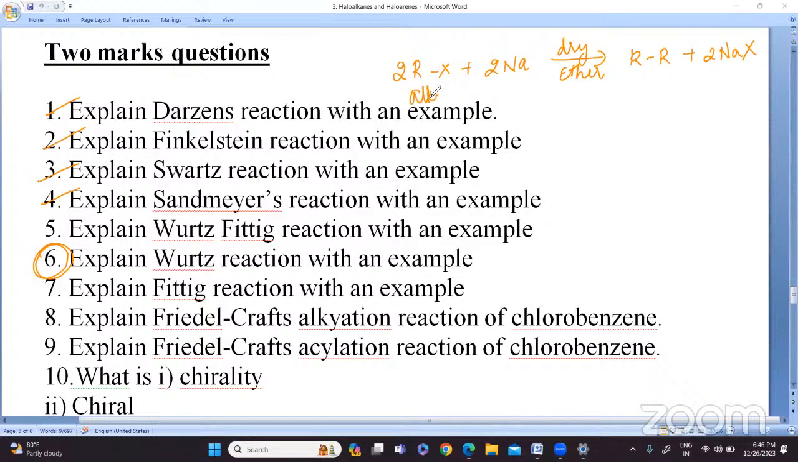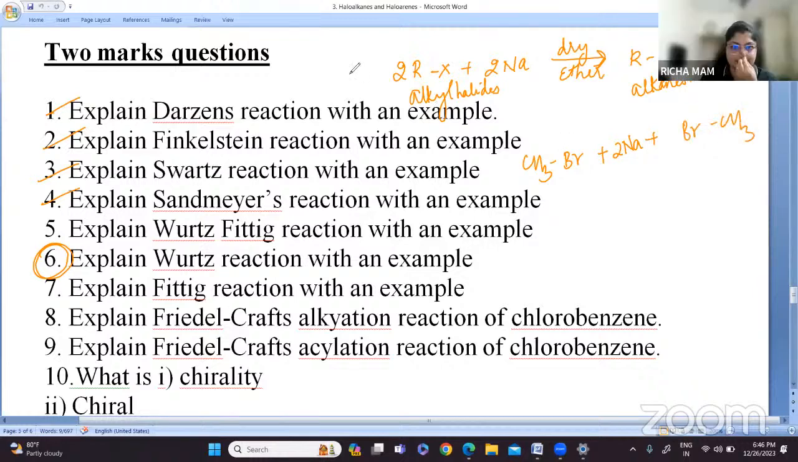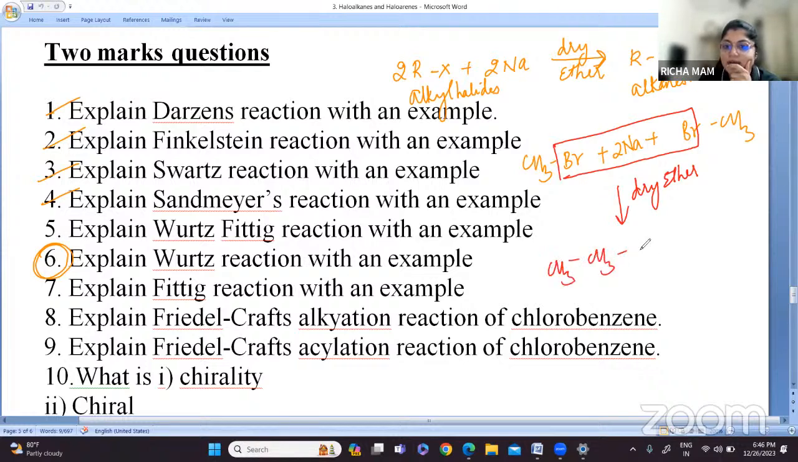2RX, this is alkyl halide. So alkyl halide is reacting with sodium metal in the presence of dry ether, giving you higher alkanes. I can give you an example: I'll take methyl bromide plus 2Na plus CH3Br. So what will happen here? If I take it like this, what will be my product, students? The sodium bromide is eliminated, in the presence of dry ether, giving you CH3-CH3 plus 2NaBr.